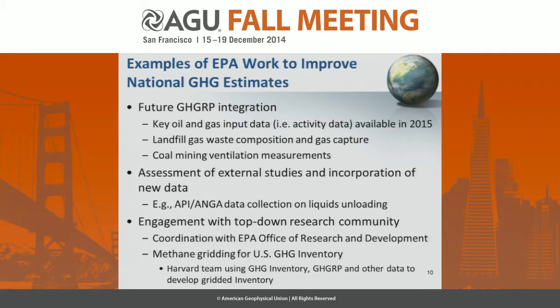We've been doing a lot of coordination internally with the EPA Office of Research and Development, which does measurement studies. We've been working with the Jacobs Group at Harvard on developing a methane gridded inventory with location-specific information. And so that will help with doing top-down comparisons where we see different emissions in certain regions. We'll have a better sense of what does the inventory report in that region.